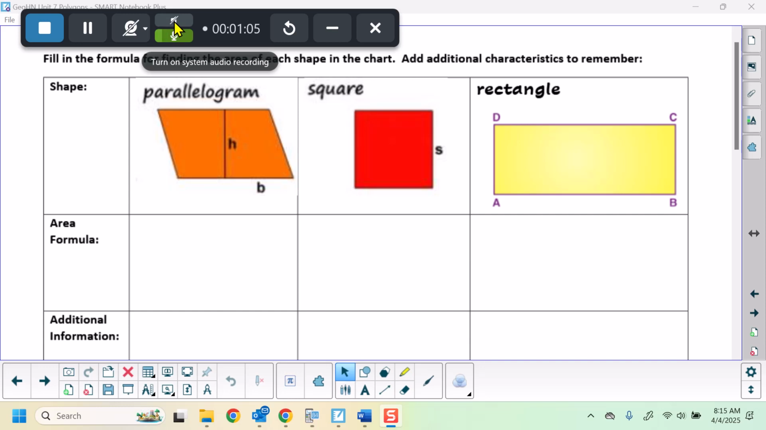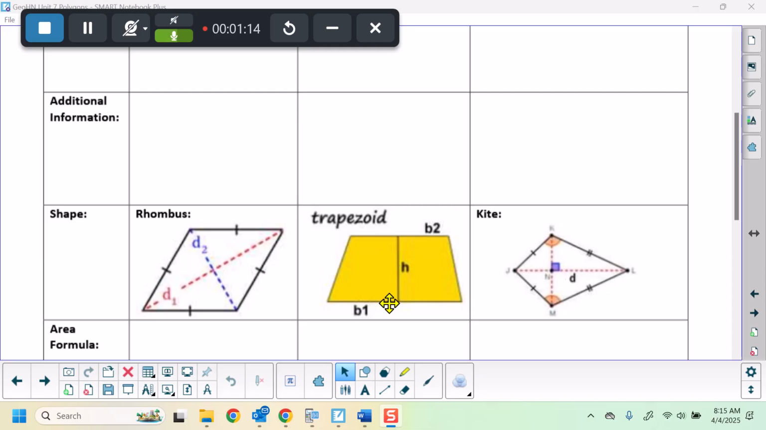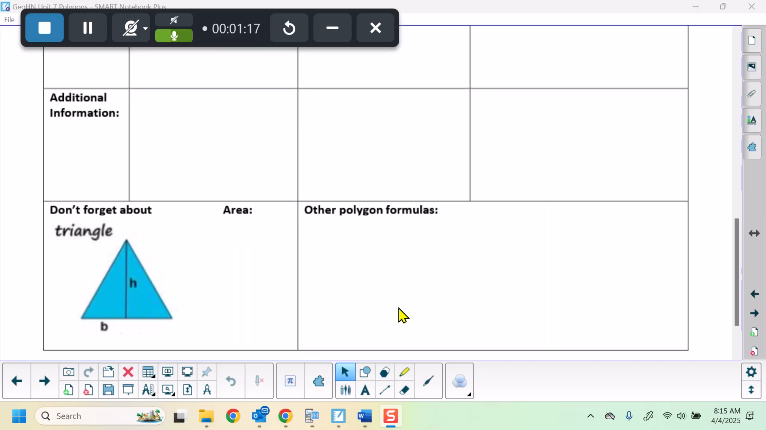If you can understand the area formulas for parallelograms, squares, and rectangles, if you can understand the area formulas for rhombuses, trapezoids, kites, and don't forget about our straight little triangle, that'll make you a more fluent mathematician. That'll make it easier for you to access the information that you need. And this stuff should be coming out of your brain without you going back to a packet, without you looking it up, and without you Googling it.